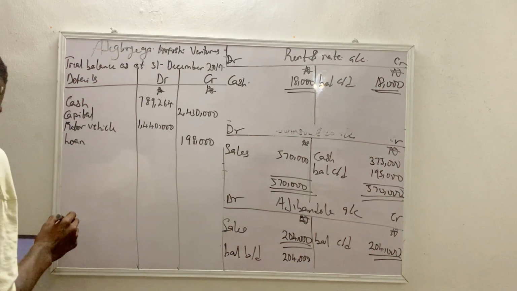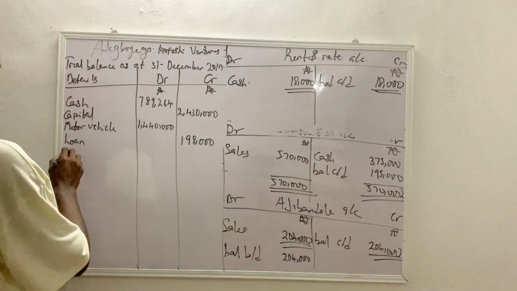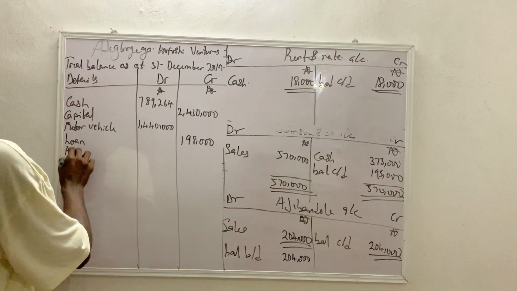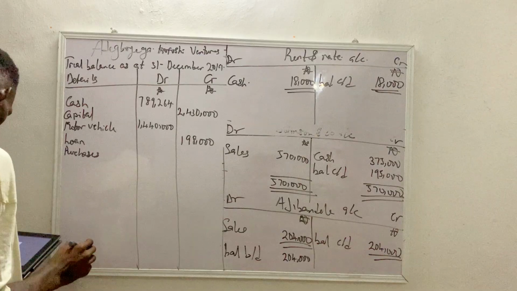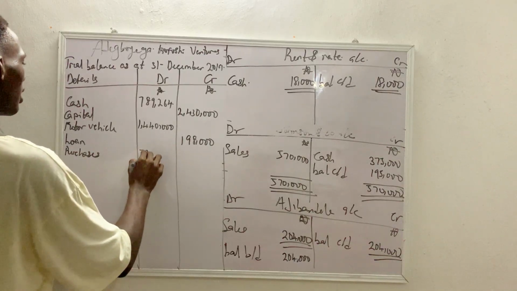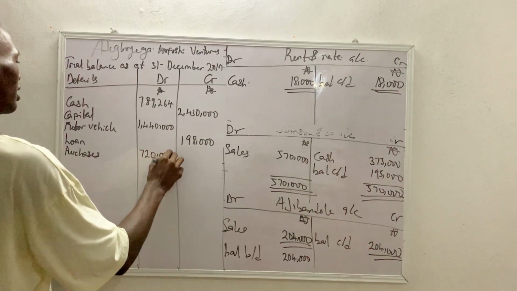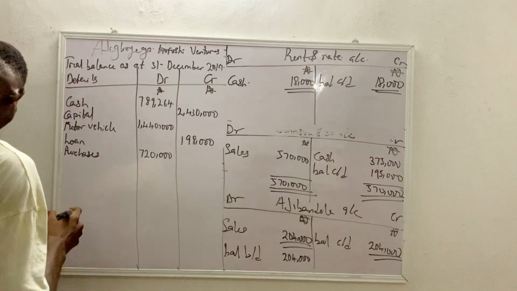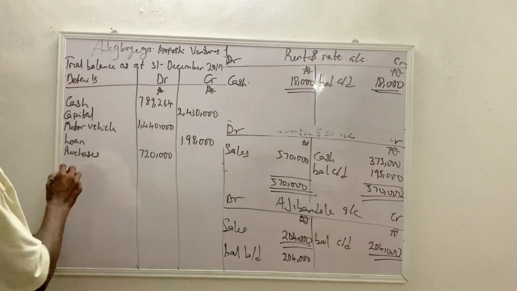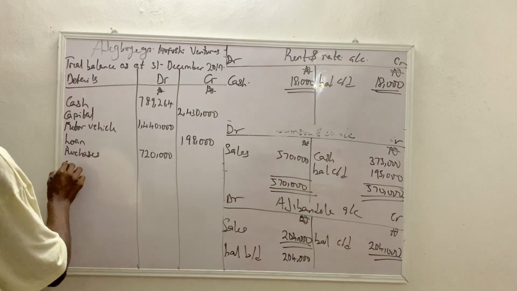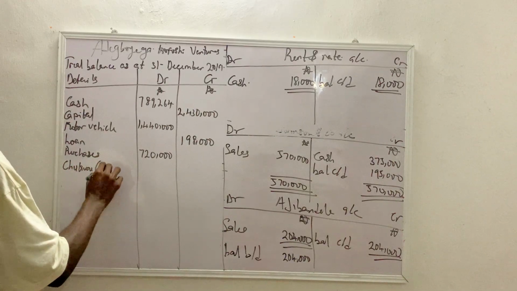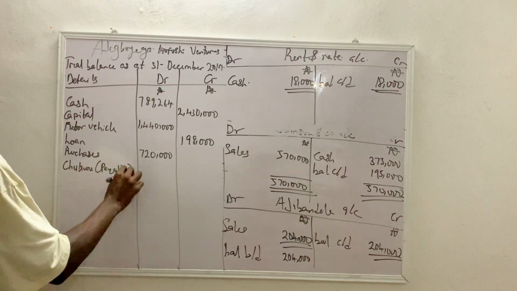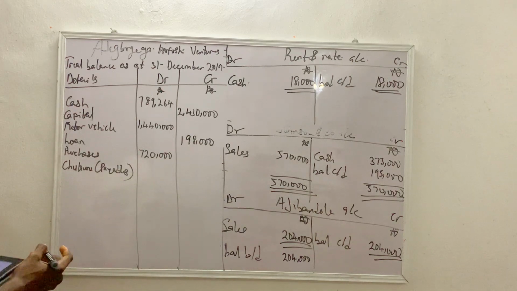Then the next in line is what? Purchases. Purchases was what? 720. That was our balance carried down. Then the next is what? Payables. You can write trade payable. Let me call it Shuku. You can put it in brackets, payables, so as not to make a mistake when you are doing your trial balance.